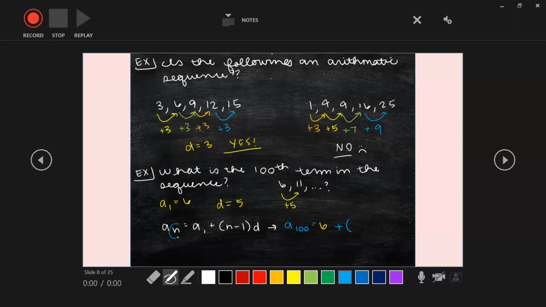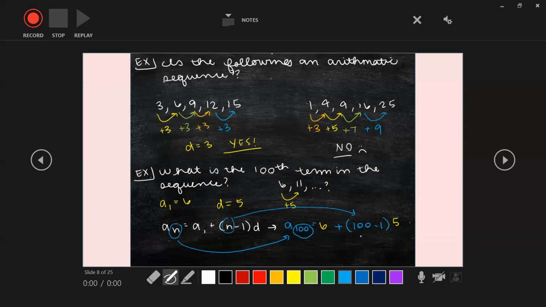So I'll give you a hint. A sub n, we made that A sub 100. So it's going to be 100, minus 1 times D, which D was what? 5. We know how to solve this. 6 plus 100 minus 1 times 5. Which operation do we do first? 6, 100 minus 1, or times it by 5? Yeah, 100 minus 1. Why is that?